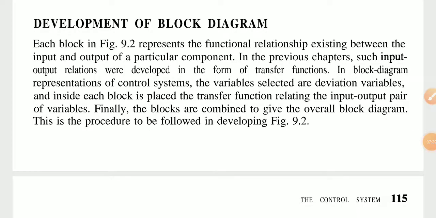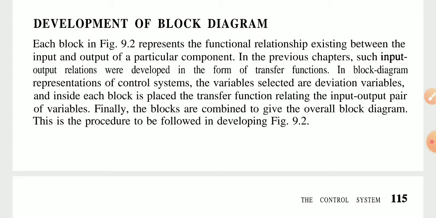Okay, the development of the block diagram. In figure 9.2 we saw the block diagram in the previous lecture. The functional relationship existing between the input and output of a particular component. Okay, and in the previous chapter such input-output relationships were developed in the form of transfer functions, which we saw, simply in a block diagram representation of the control system. The variables selected are deviation variables, and inside each block is placed the transfer function relating the input and output pair, and finally the blocks are combined in the overall block diagram.